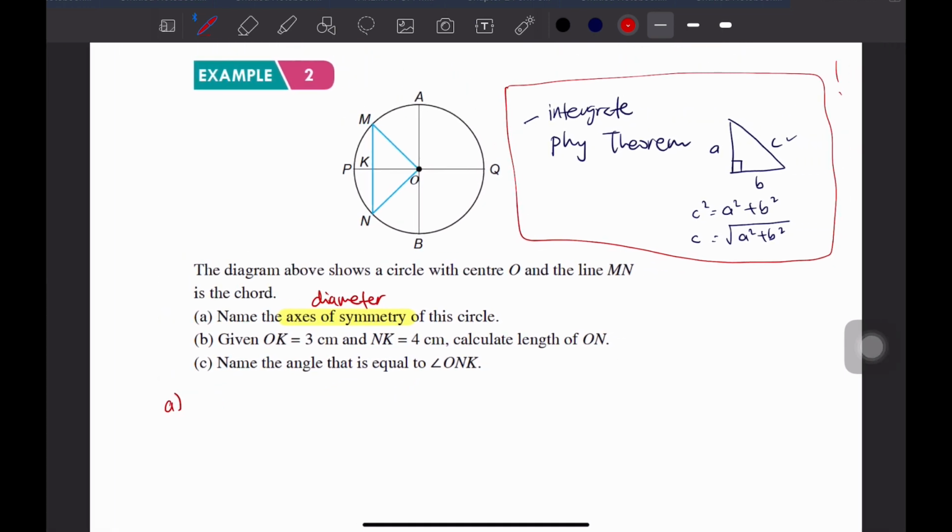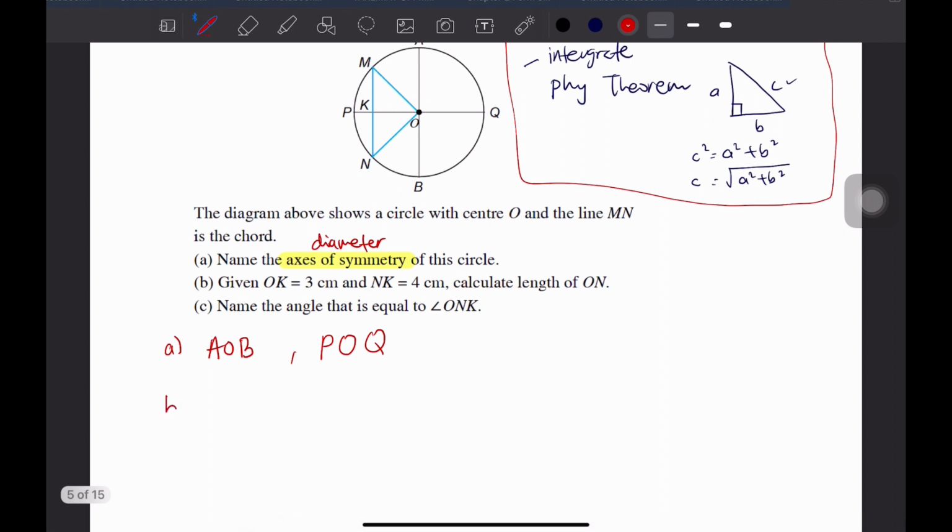So cuba cari diameter dia. The circle has two diameters, which are AOB and POQ. So that is the axis of symmetry of the circle.